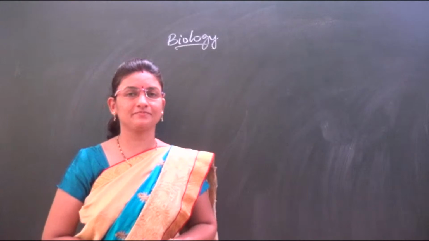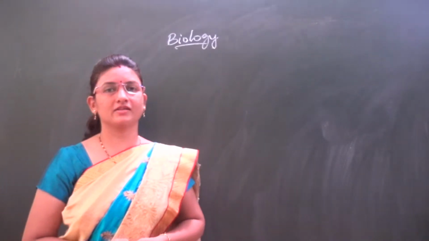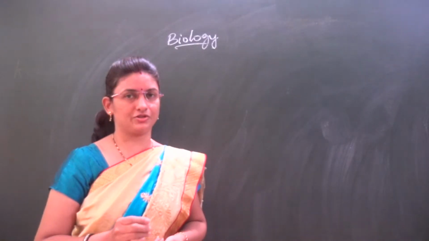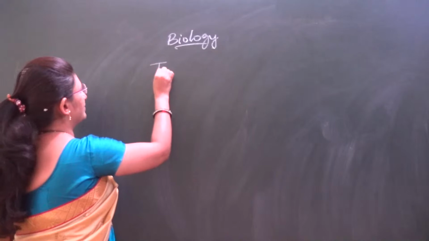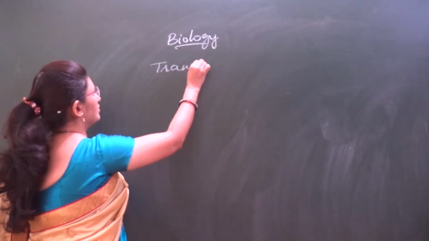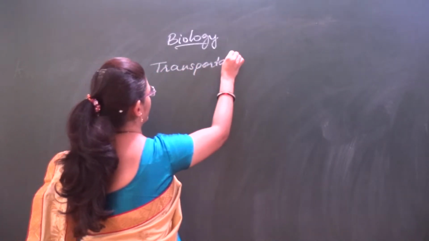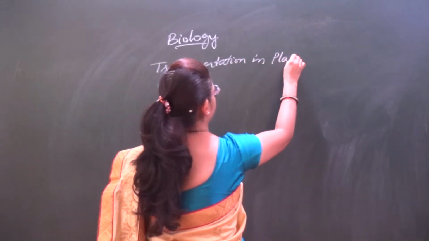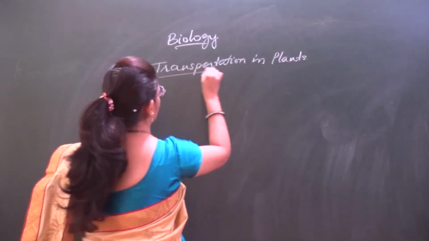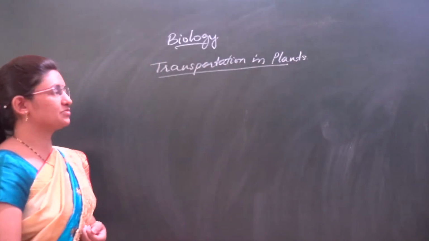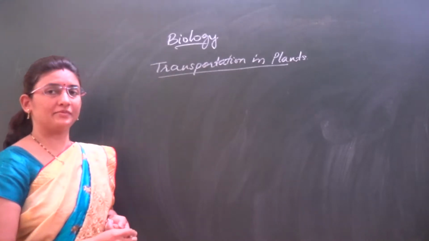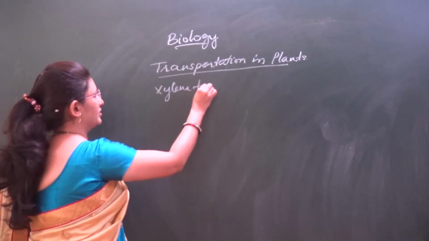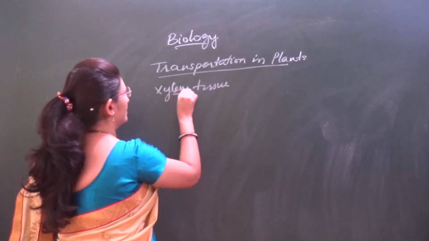Good morning, students. Today we are going to start with the transportation in plants with the phloem tissue. A bit of revision with that of the xylem tissue, how the transportation is carried out in plants. So, the transportation of the water and minerals is carried out by the xylem tissue, isn't it? This is what we had learned yesterday.